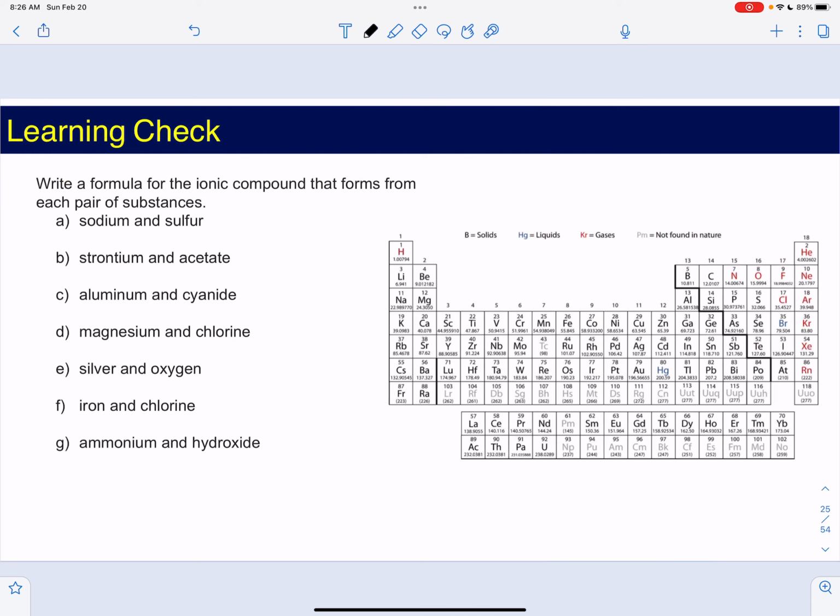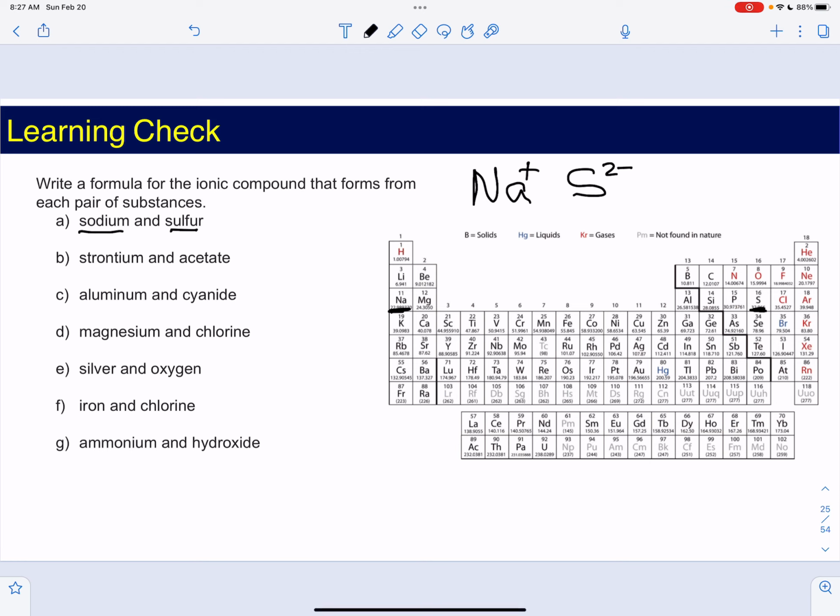Write a formula for the ionic compound that forms from each pair of substances. So the first one is sodium combining with sulfur. Sodium is in group 1, so sodium is going to be plus 1. Sulfur is in group 16, gaining 2 or losing 6. Easier to gain 2.